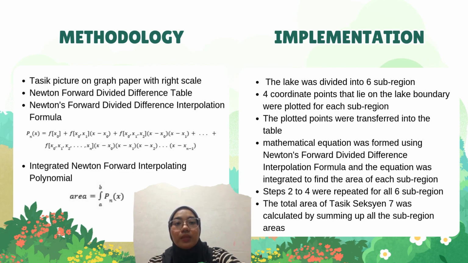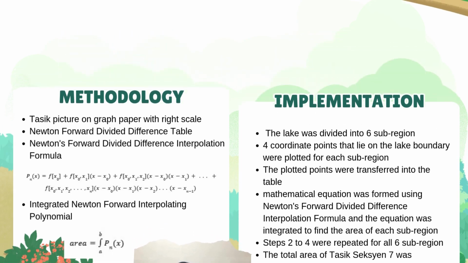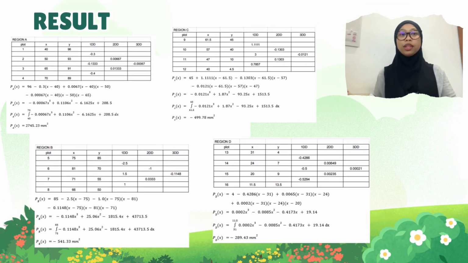Using the values obtained, a mathematical equation was formed using the Newton forward divided difference interpolation formula, and the equation was integrated to find the area of each subregion. Next, steps 2 to 4 were repeated for all 6 subregions. And last, the total area of Tasik Section 7 was calculated by summing up all the subregion areas. Now let us dive into the results, which calculate the area.